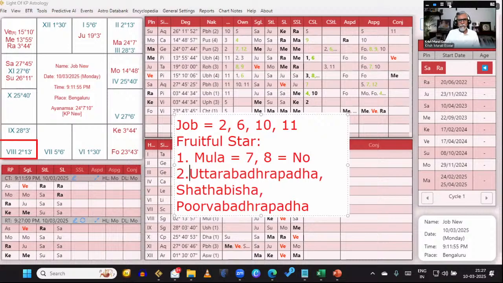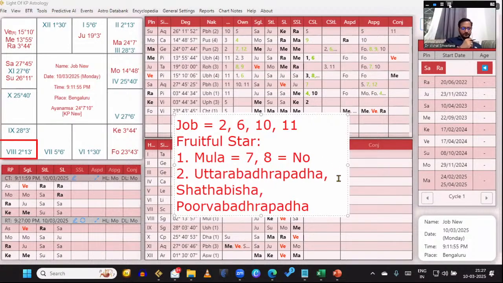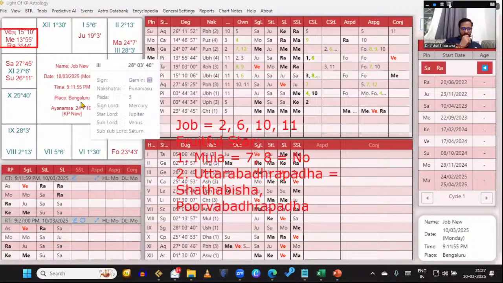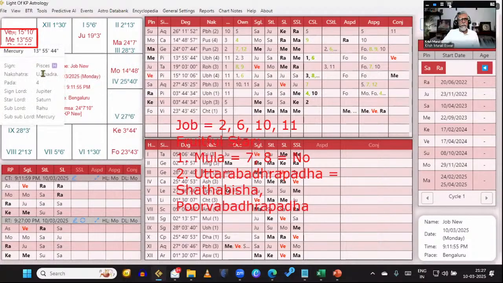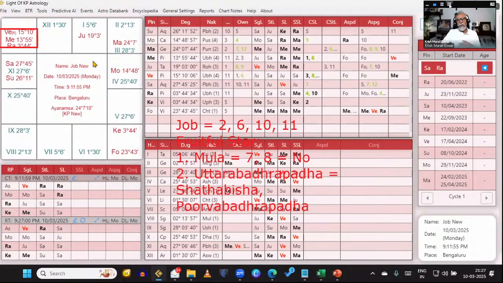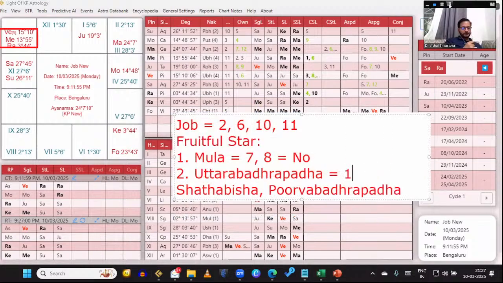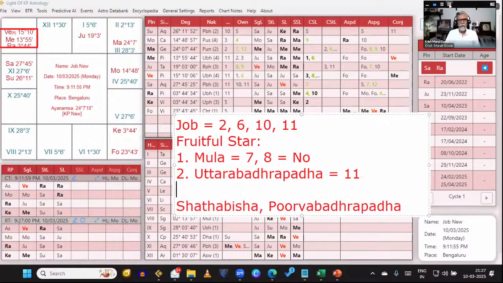Now comes Uttarabhadrapada. Uttarabhadrapada will come here. You will see Mercury here. Mercury is in Uttarabhadrapada. From 3 degrees 20 minutes to 16 degrees 40 minutes will be Uttarabhadrapada, in the 11th house. Clear, sir?